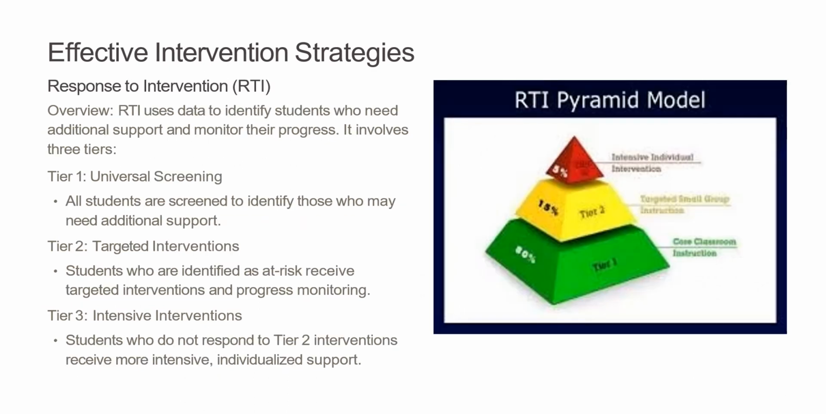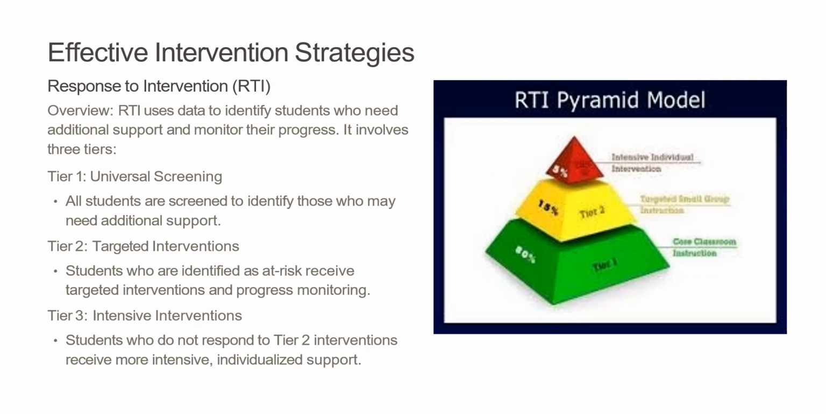Response to intervention, or RTI, is data driven, and it is an approach designed to identify students needing additional support and monitor their progress effectively. It's structured into three tiers to provide varying levels of intervention based on students' needs. Tier 1 involves universal screening, where all students are assessed to identify those who may require extra assistance. This initial screening helps ensure no student needing support is overlooked.